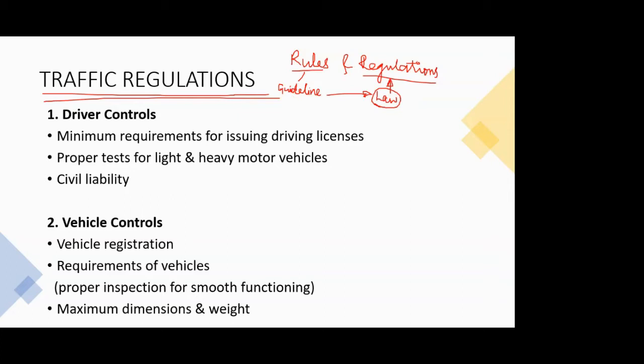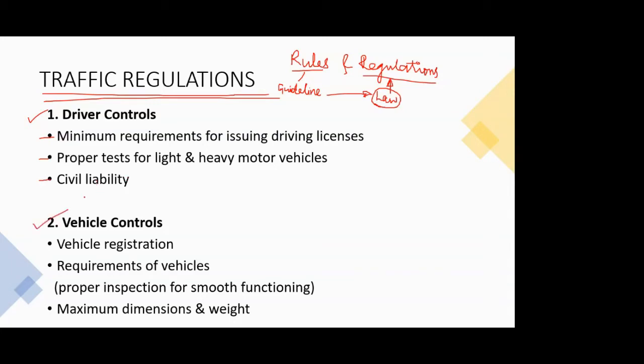In that, you'll get to know what are the rules and what are the actual regulations. Okay. So regulations can be divided into 4 different categories. First is driver controls, that is, such regulations which will control the behavior of the driver or the movement made by the driver. Those driver controls include regulations such as the minimum requirement for issuing driving licenses, that you should be of this much age, you should pass that test. Okay, so all that. Then proper test for LCV and heavy motor vehicle, and then civil liability. So these are the regulations under driver controls.